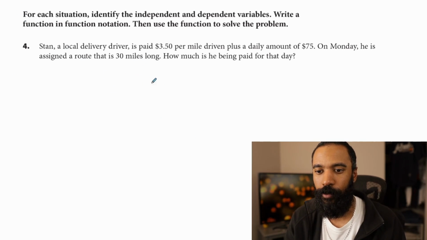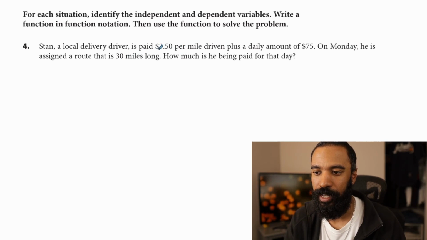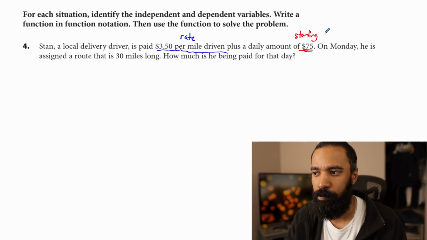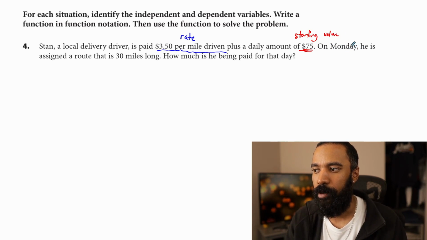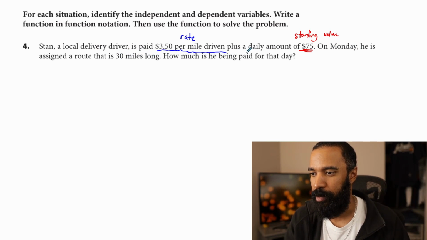Because of that, I'm going to work a lot faster once again, now that you understand how to identify it. Number 4: Stan, a local delivery driver, is paid $3.50 per mile driven. Again, fixed rate. This is a rate here. Plus a daily amount of $75. Okay, interesting. Now we have a starting value here. There's something where he already has money applied to this. Okay, let's go and use that. On Monday, he is assigned a route that is 30 miles long. How much is he being paid for that day?